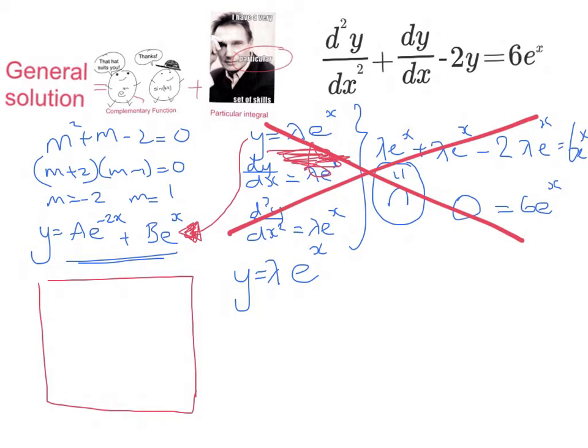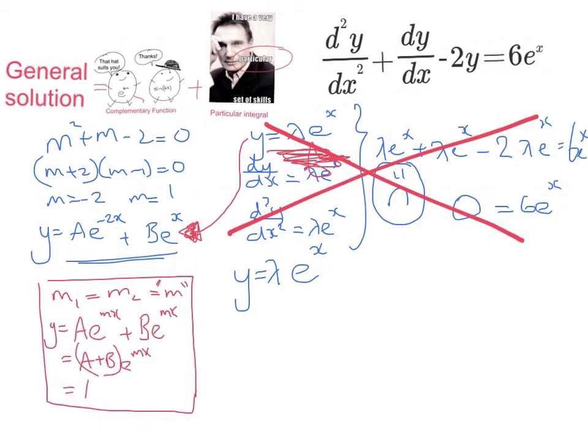If the auxiliary quadratic comes out with m1 equals m2, they're both just called m, then we start building our complementary function, and we say, well, that's a e to the mx plus, and then what we want to do is b e to the mx, but that's silly because that's just a plus b e to the mx, which is just basically a e to the mx, because it's just an amount of e to the mx, and we need two. Our complementary function needs to be two-dimensional.